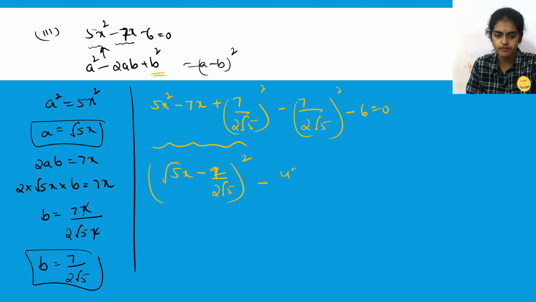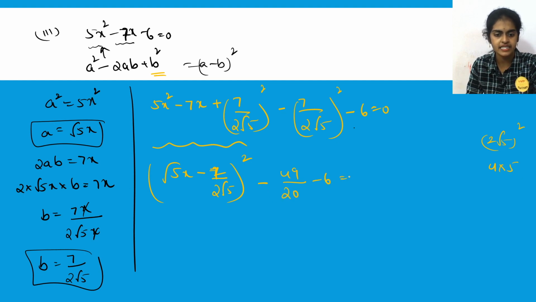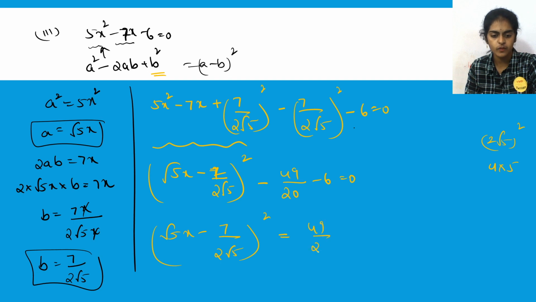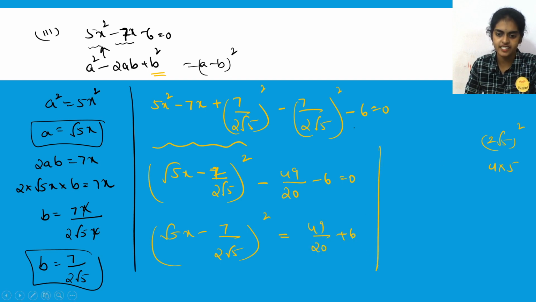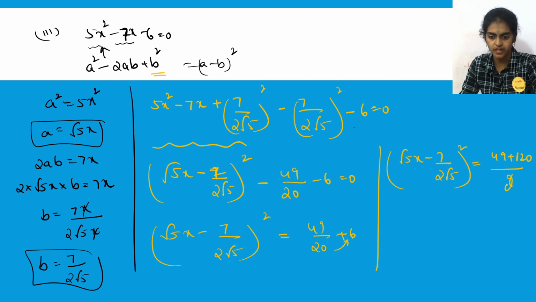Minus 7 square is 49 divided by 2 root 5 whole square. 2 square is 4. Root 5 whole square is 5. So 4 fives are 20, minus 6 equal to 0. So I have root 5x minus 7 by 2 root 5 whole square is equal to 49 by 20 plus 6. Let us take LCM here. So what do we have finally? Have a look here. So you have root 5x minus 7 by 2 root 5 whole square is equal to 49 plus 120. So taking LCM, this is 20 into 6 is 120, divided by 20.